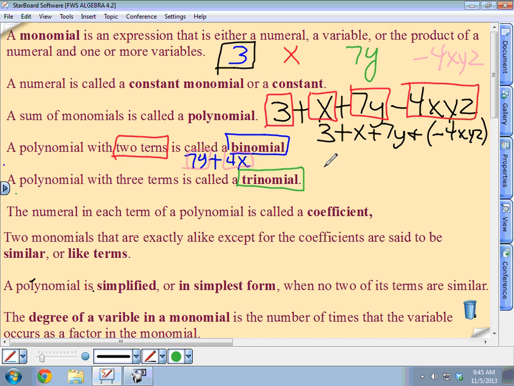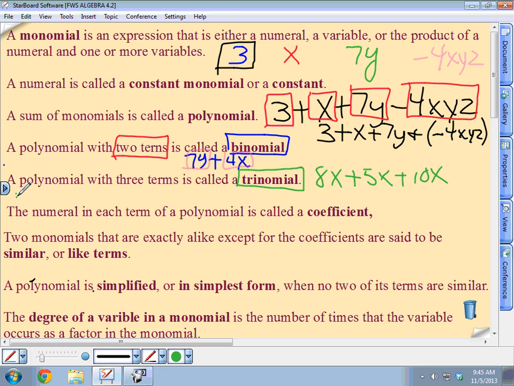8x plus 5x plus 10x. Okay. So Eric has given me 3 monomials. However, this is what we're going to learn next. So this is a good segue, good pick.